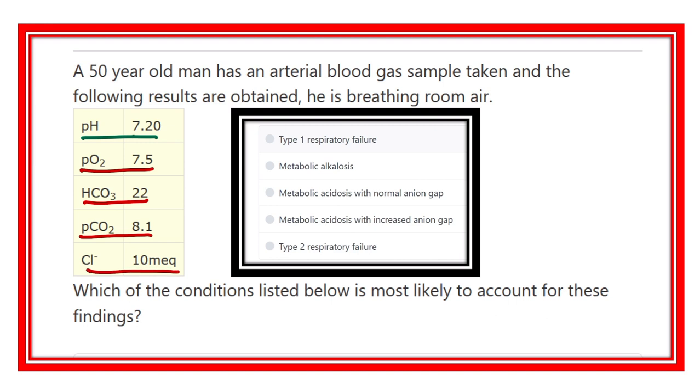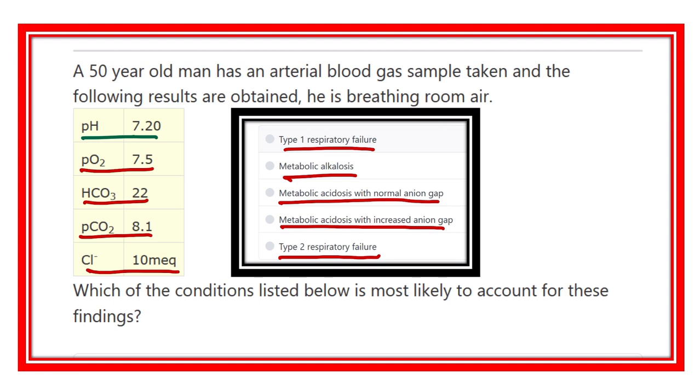Which of the following conditions is most likely to account for these findings? Here are the answer options: type 1 respiratory failure, metabolic alkalosis, metabolic acidosis with normal anion gap, metabolic acidosis with increased anion gap, and type 2 respiratory failure.